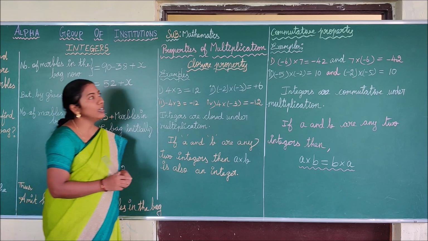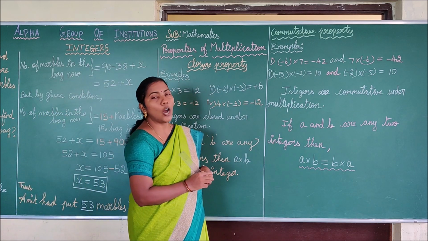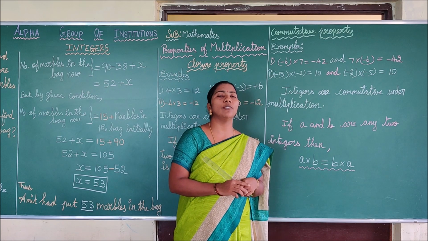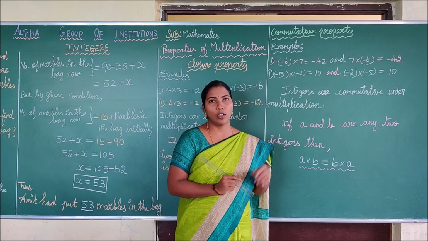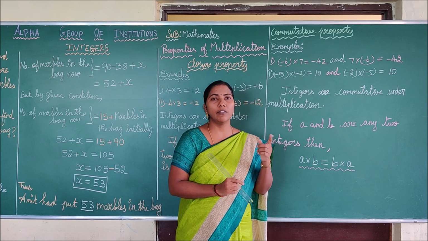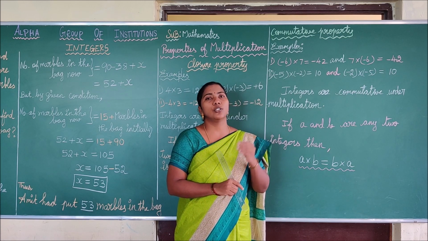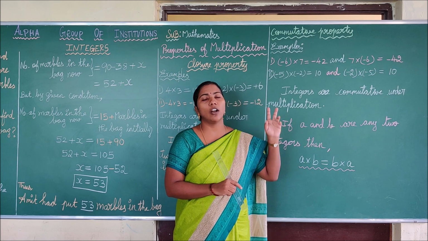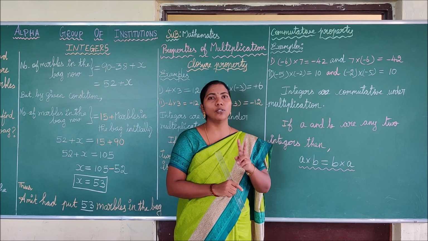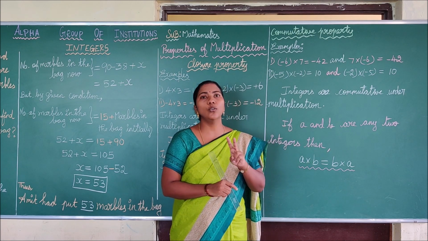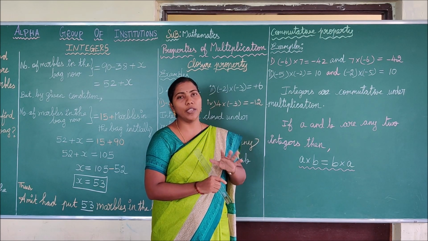Okay, it's clear, children. Next, we are going to see the commutative property. Already I have given the real life example for commutative property, that is milk with sugar. If you add milk with sugar or sugar with milk, the sugar gets dissolved. Like that, for commutative property, you must take two integers, that is two variables.